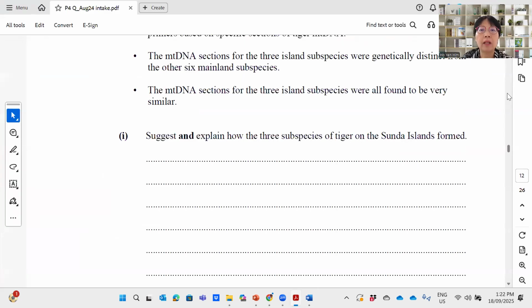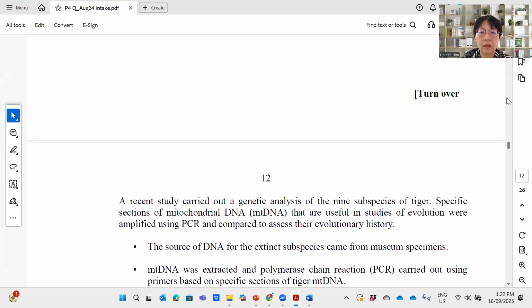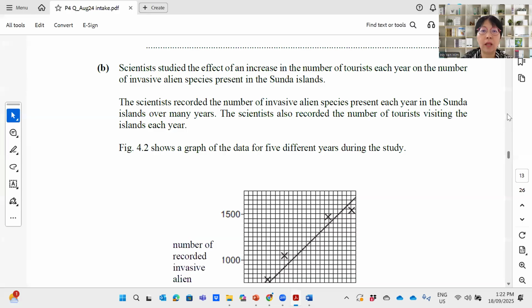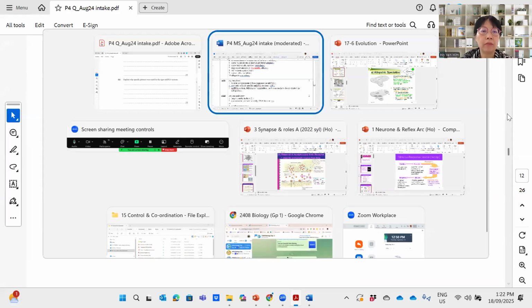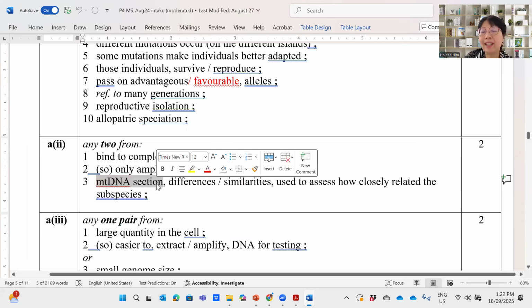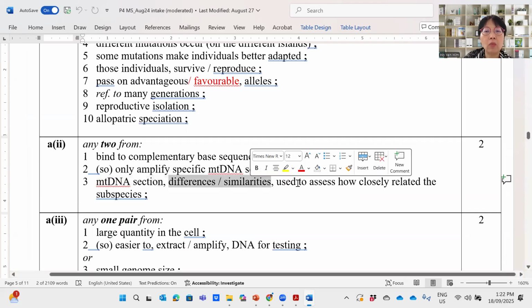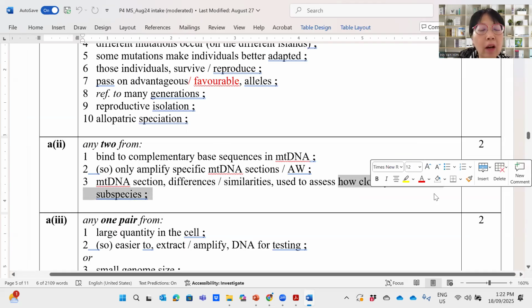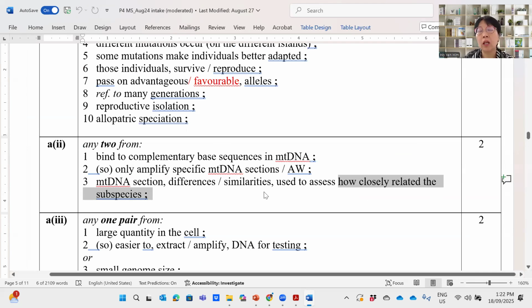Okay? To amplify the specific section. Okay? Specific section. So we want to amplify that section. For what purpose? Because this is used to find out the genetic relatedness, right? So to compare this section among the three species in terms of their similarity and differences so that we can find out how closely related they are among the three subspecies and find out their common ancestor, how close in terms of time in their common ancestor.